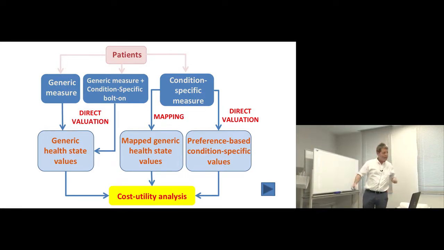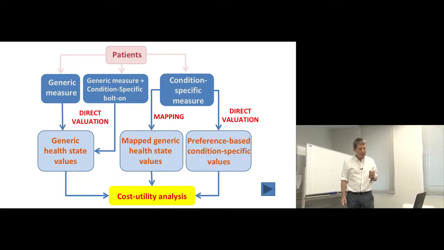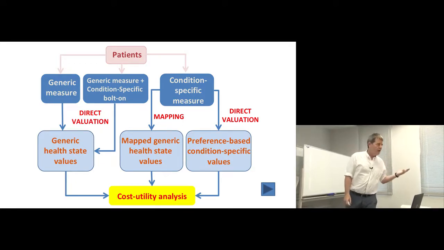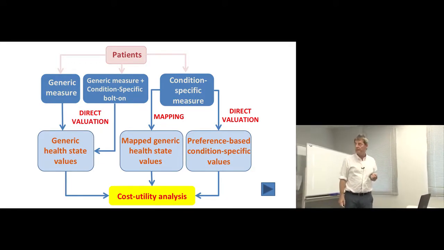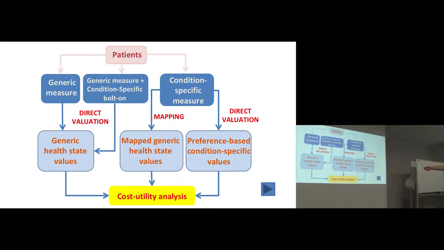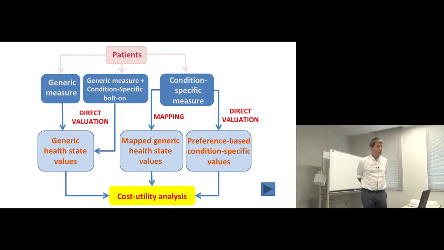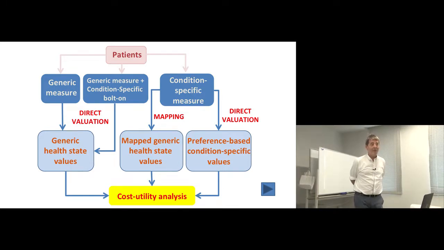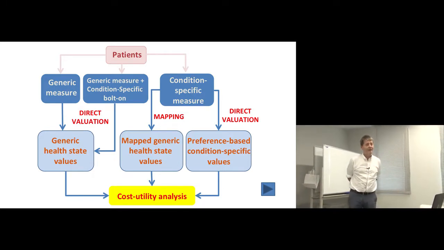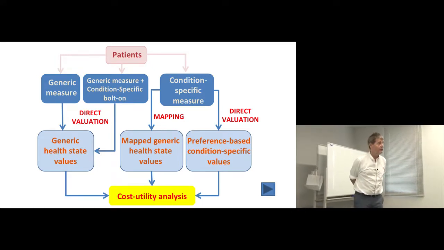You end up with a set of numbers attaching to the different health state descriptions, and these numbers indicate the relative goodness or badness of that health state. Just in passing, there's not many of these yet, but occasionally you'll come across a generic measure with what's called a condition-specific bolt-on. It's the idea that the generic measure is very useful, but it's maybe lacking some element that's important for a particular condition. And so you might bolt on some additional dimensions.